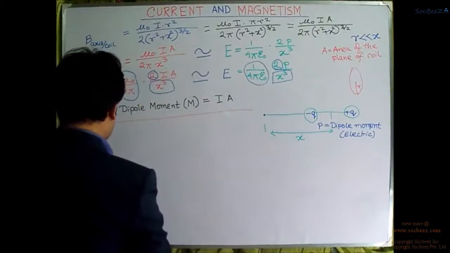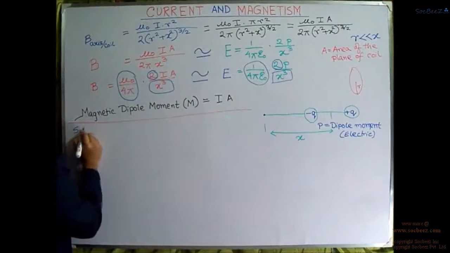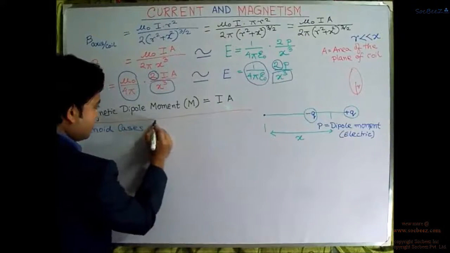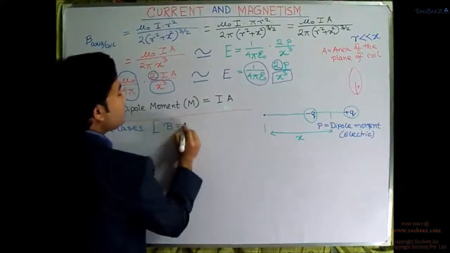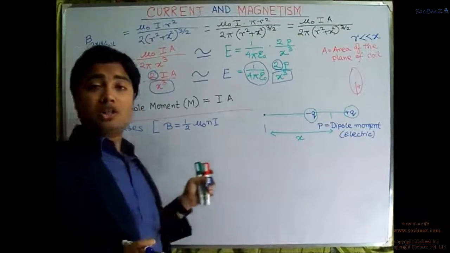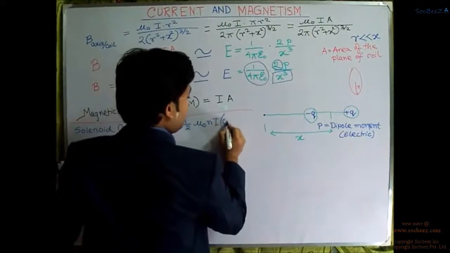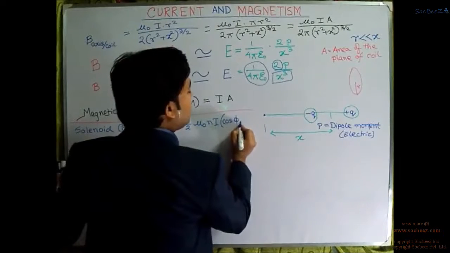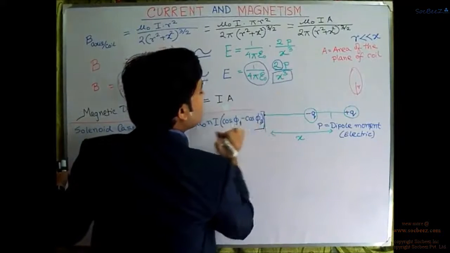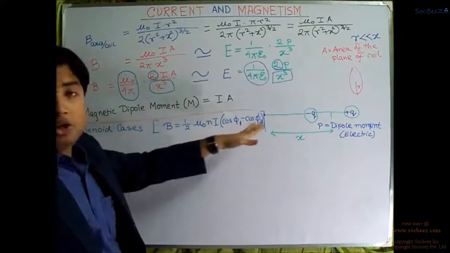Over there in the solenoid, we found out that B was equal to 1 by 2 mu naught N I, where N was the number of turns per unit length, multiplied by cos phi 1 minus cos phi 2, right? Where it extends from phi 1 to phi 2.